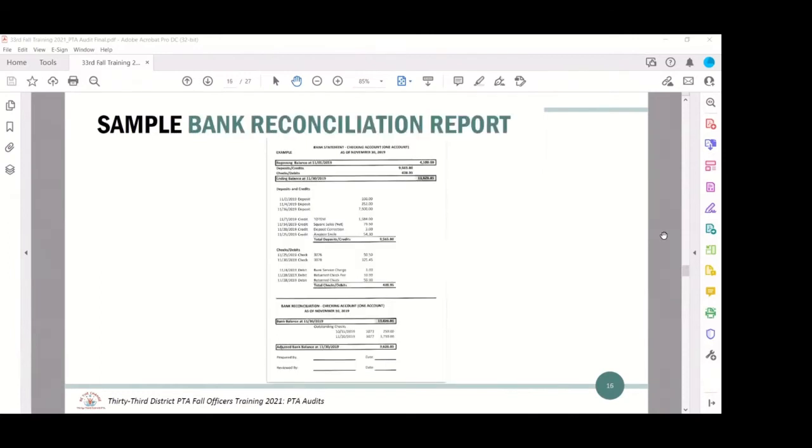This form is a sample of the bank reconciliation report, which your treasurer should be reconciling to the bank statement every single month. This shows all of your income coming in and your expenses going out, along with your outstanding checks, and your balance at the end should balance with your bank statement. Once this report is done, then two people need to review it and sign off on it.